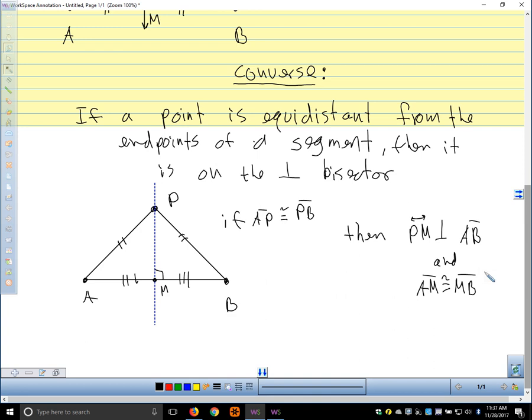Now for this one, if we wanted to prove this, what we would do is draw the perpendicular segment down the middle. We'd say that segment's congruent to itself, so these two triangles are congruent by hypotenuse leg, so these two segments have to be congruent.